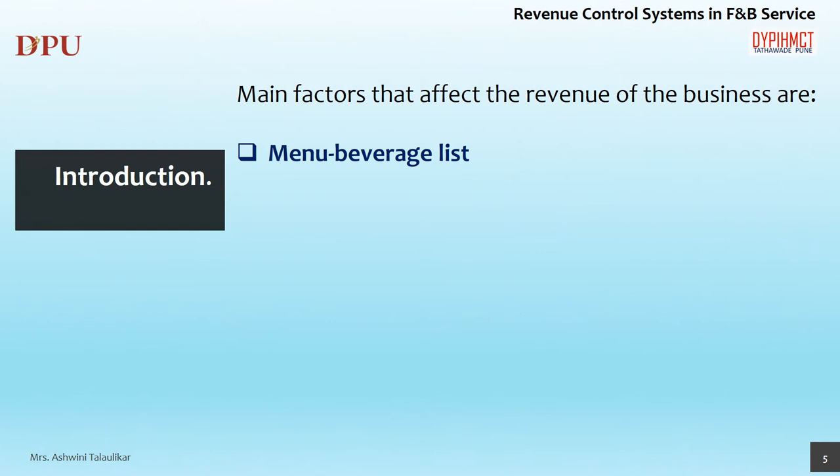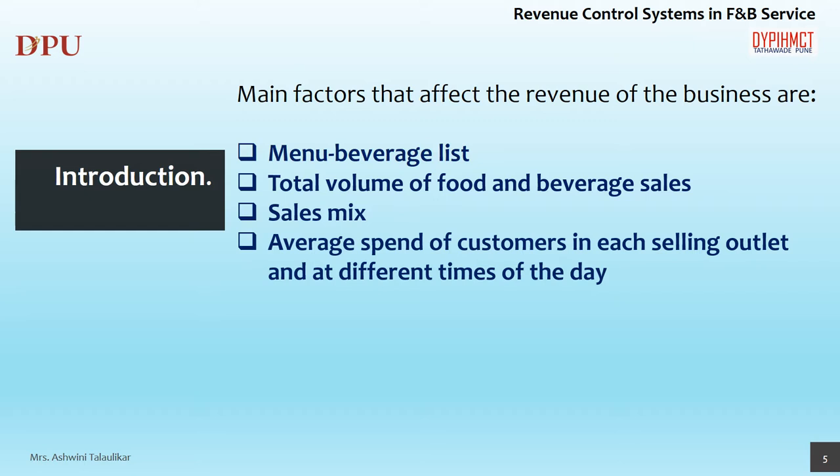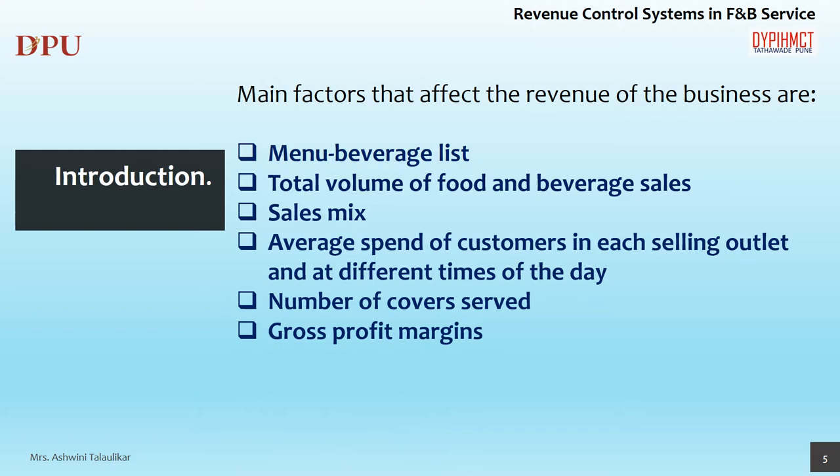The main factors that affect the revenue of the business are menu, beverage list, total volume of food and beverage sales, sales mix, average spend of customers in each selling outlet and at different times of the day, number of covers served, and gross profit margins.